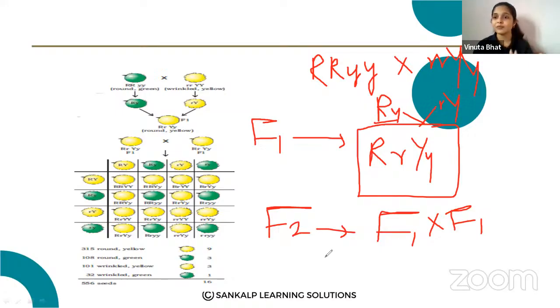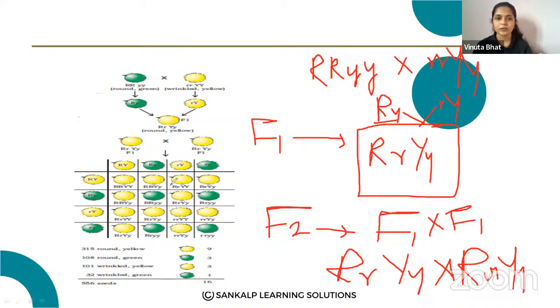Self-pollinated. That is capital R, small r, capital Y, small y, crossed with the same capital R, small r, capital Y, small y. Okay, so this is the F1 plants where they are crossed. Round yellow seeds were crossed. Okay, so this is the first step.